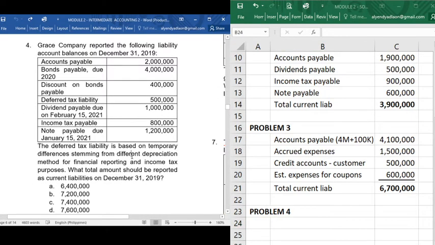For problem 4, we have Grace Company. Question: what amount should be reported as current liabilities on December 31, 2019? Grace Company reported the following liability account balances on December 31, 2019. Take note, what is asked in the problem again is the total current liabilities. Now let us see which of the following accounts are under the current liabilities.